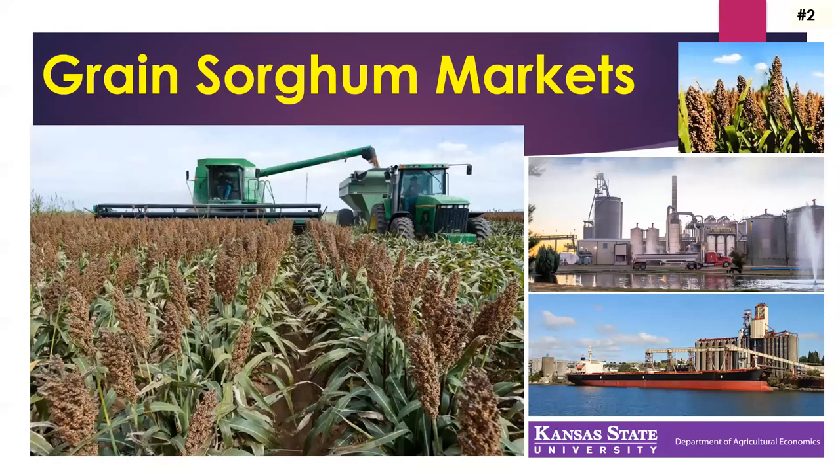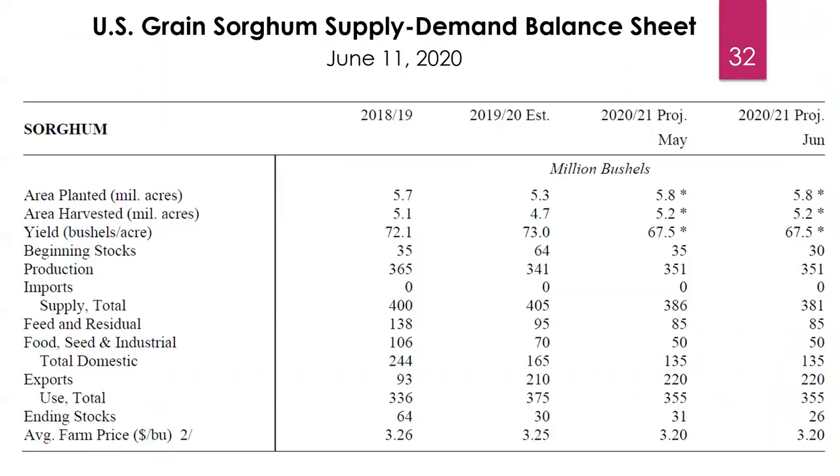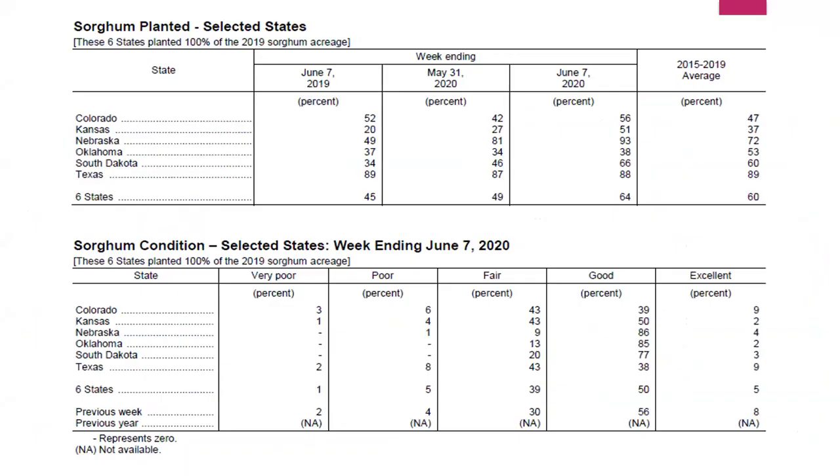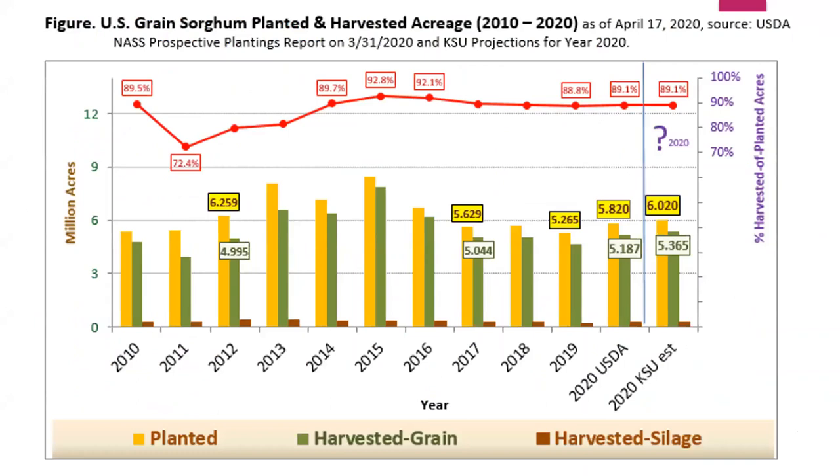Okay, I want to hit just a couple things on sorghum. Of course, in Kansas, we're really fired up for sorghum, and farmers are planting it right and left. What you see on the supply and demand balance sheet is that food, seed, and industrial usage is going down, exports going up. That's about what it is. And this crop's getting planted. I don't think there are any major problems so far. Likely to see acreage increase in the U.S., a lot of that coming from, again, Kansas, maybe Oklahoma, maybe Texas.